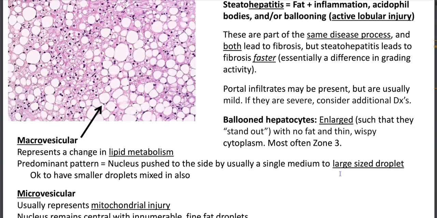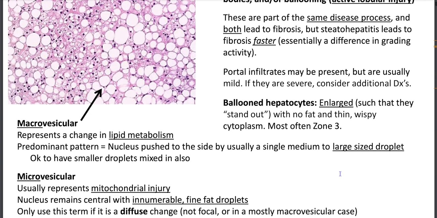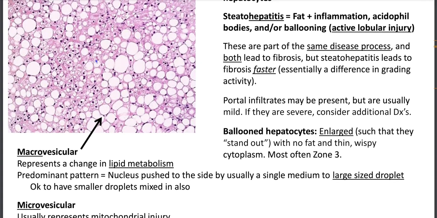Macrovesicular versus microvesicular steatosis. So what is this? So here is an example of macrovesicular. It represents a change in lipid metabolism. And the predominant pattern is the nucleus pushed to the side by usually a single medium to large size droplet, as we can see here. And it's okay to have smaller droplets here and there.